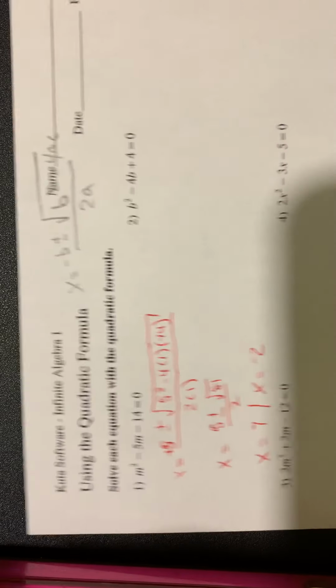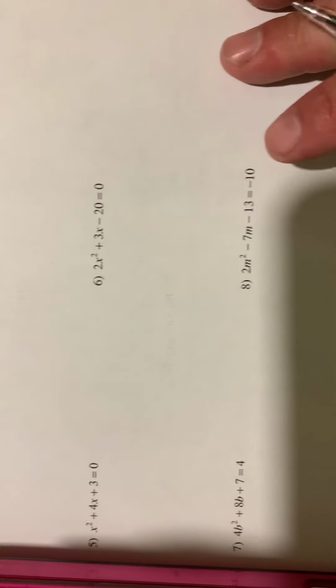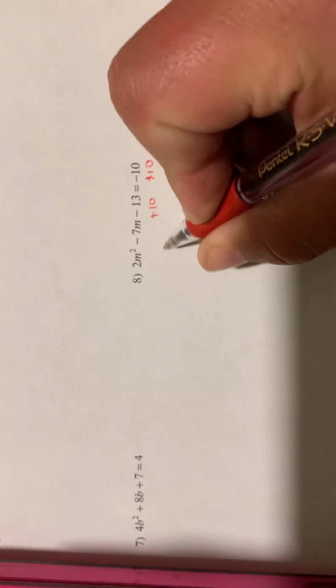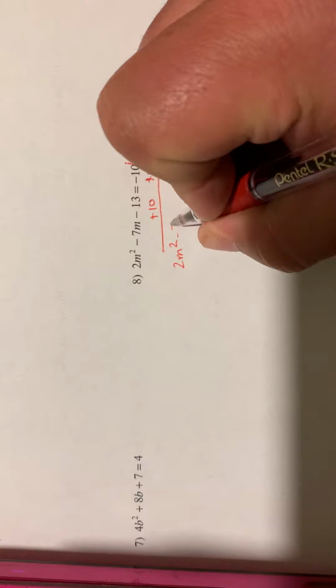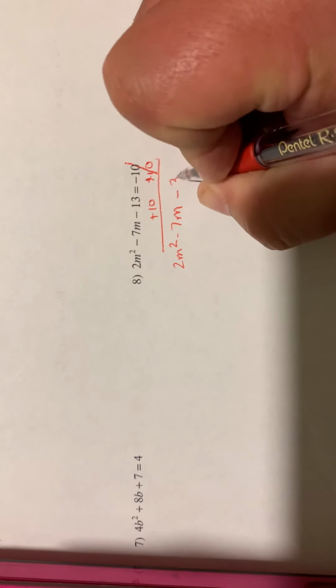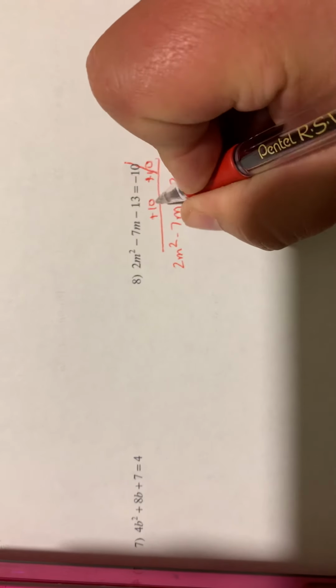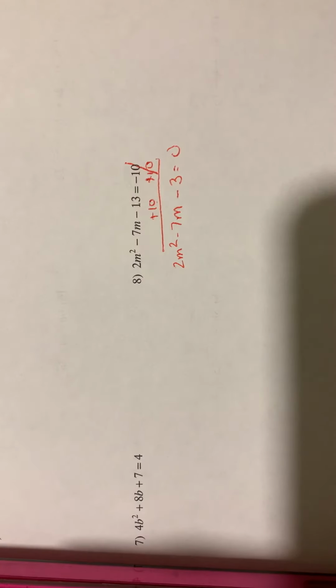Now, number 8. Let's get all the way down to number 8. A few things about number 8. One, it's not equal to 0, so I have to add that 10 to both sides. Remember, you can only combine like terms. So I have 2m squared minus 7m minus 3. Negative 13 plus 10 is negative 3.